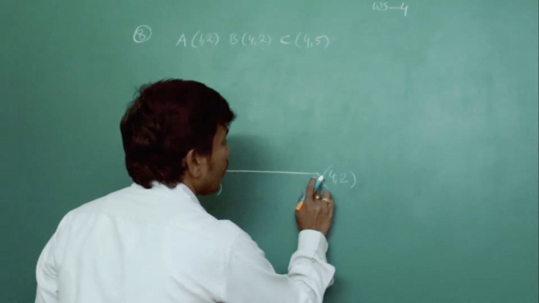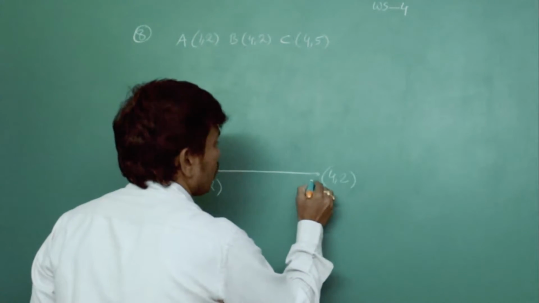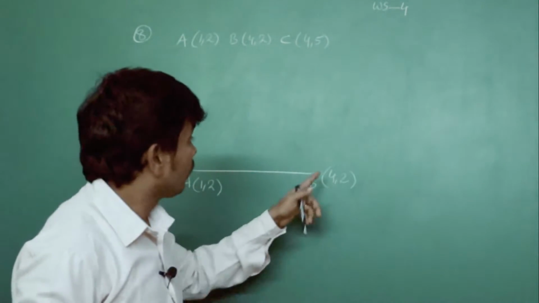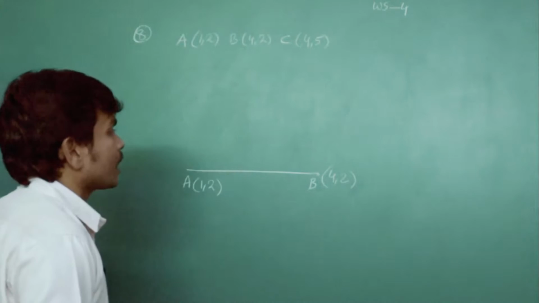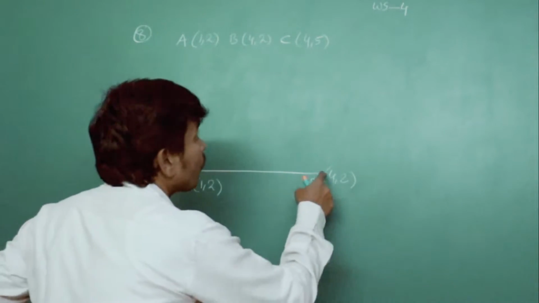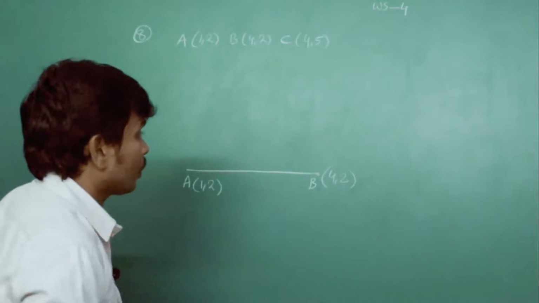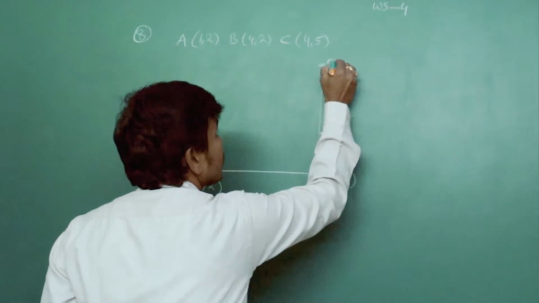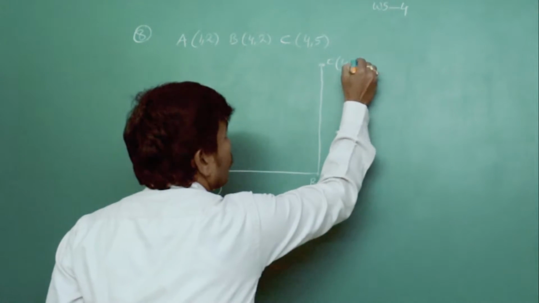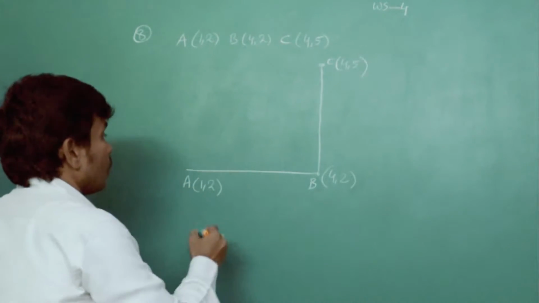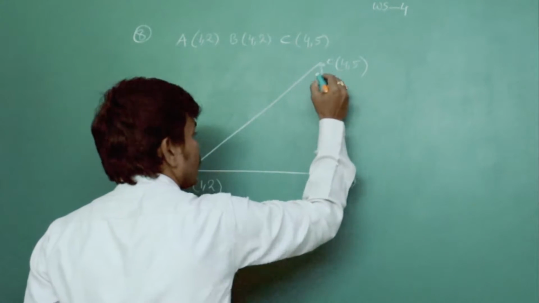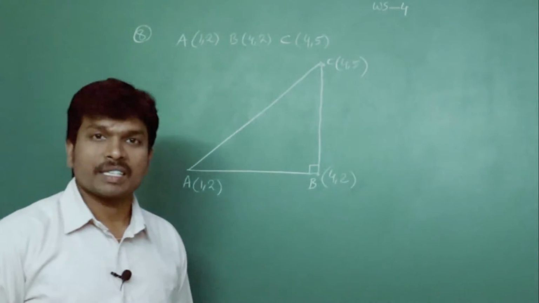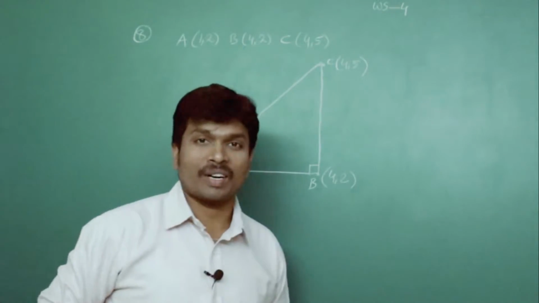AB is the horizontal line. Now you observe here C is 4, 5, whose x coordinates are the same. Here you have 4, here also you have 4. So that's why definitely you will get the vertical line. This is C, its value is 4, 5. Now join it. What is formed? A right angle triangle is formed. Yes or no? But that's not our task.